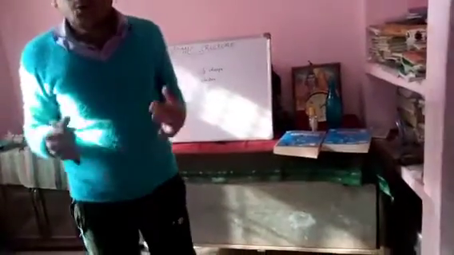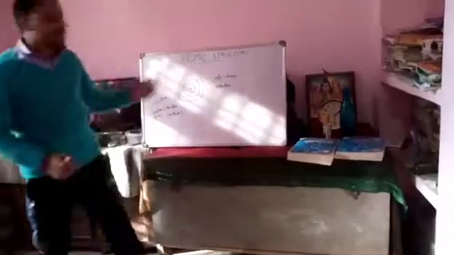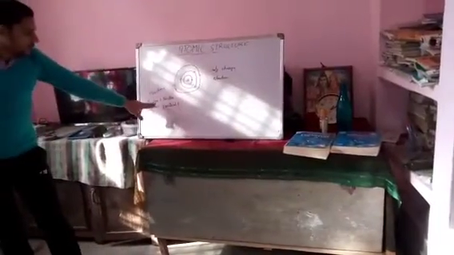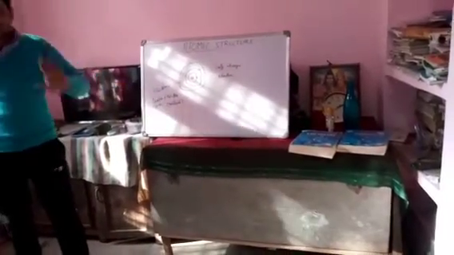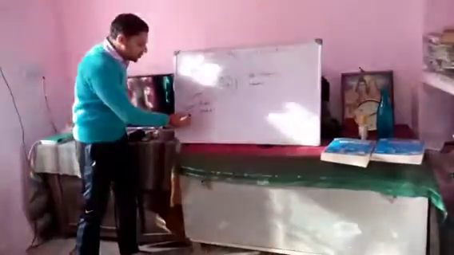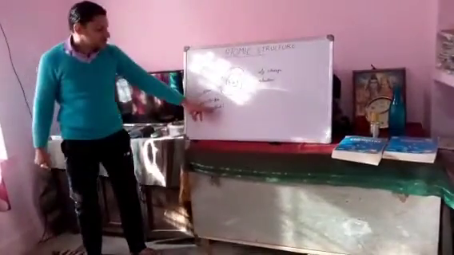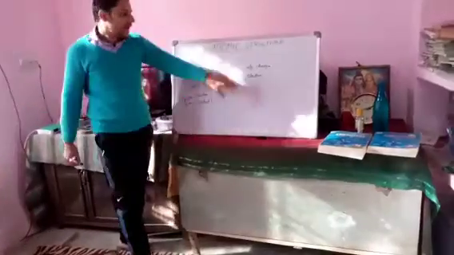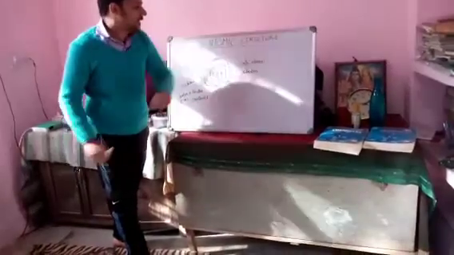Good morning. So today I'm going to teach you on the topic atomic structure. Atomic structure comprises a nucleus which contains protons and neutrons. Protons are positively charged particles and neutrons are neutral particles, and electrons are negatively charged.